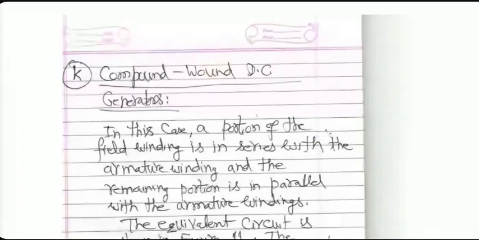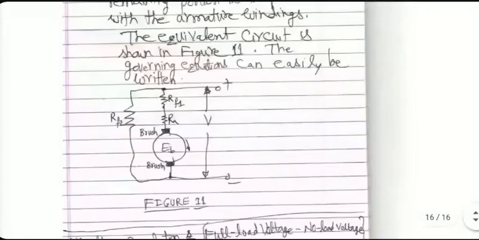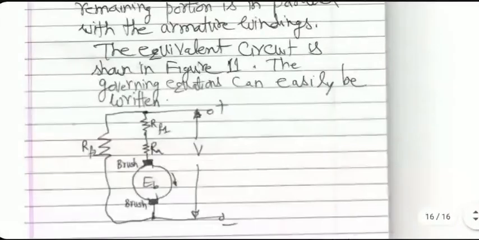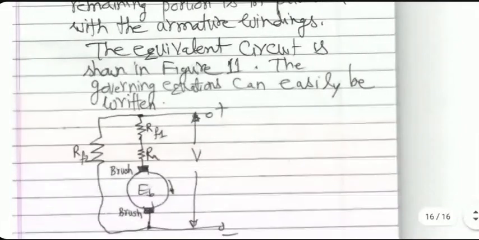Compound wound is a very complicated case. Part of the field winding is in series with armature, and part of that is in parallel. I don't want to write too many equations in this case, because each case has to be dealt with separately, and it's better to do it numerically rather than using equations. When we do numerical examples, we will deal with one or two compound winding cases.